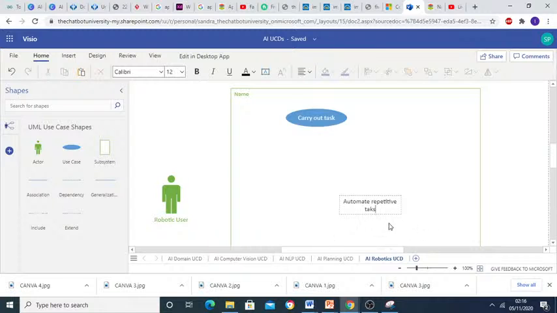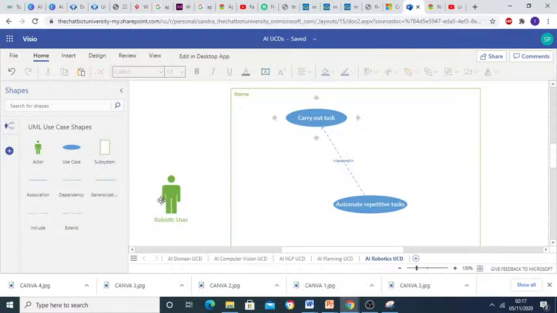Yeah? This is what robotic process automation would do. And it's going to extend the ability to carry out tasks. So remember I mentioned the nature of this relationship: extends adds to the normal base use case. Not in all instances, there's optionality there.